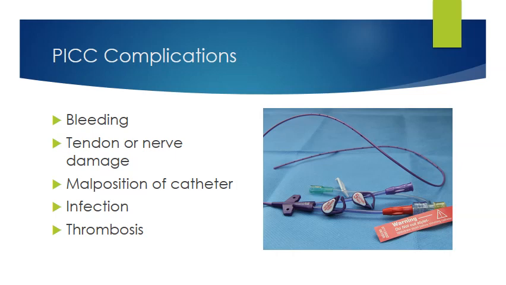Complications that we may see with the PICC, obviously bleeding. We just stuck you, so there's a complication of bleeding. You will see slight oozing a lot of times for about 24 hours, and that is considered normal. But if we're still seeing oozing beyond 24 hours, then we are concerned. Tendon or nerve damage, and how are we going to know this? By numbness, tingling, weakness that the patient may be experiencing.